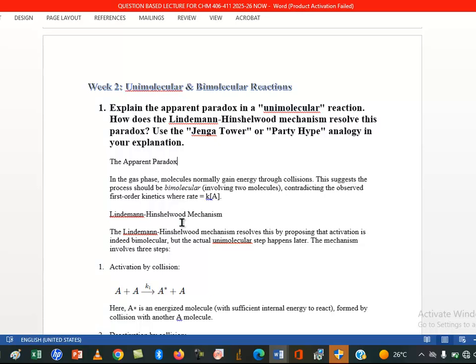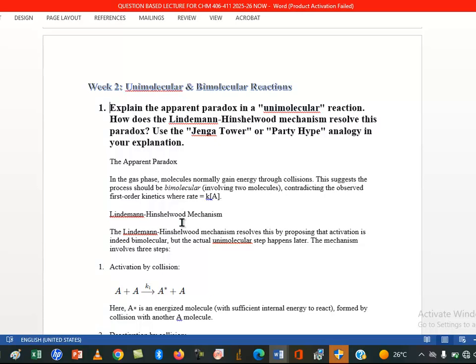Okay, so the first thing is telling you to do, you have several parts. So for all my questions, kindly take note that in one question you have several parts. So take your time, sort out all the parts, and then answer them one by one. Now the first part is explain the paradox. The second part is how the Lindemann-Hinshelwood mechanism solves this paradox, and the third part is the party hype analogy.